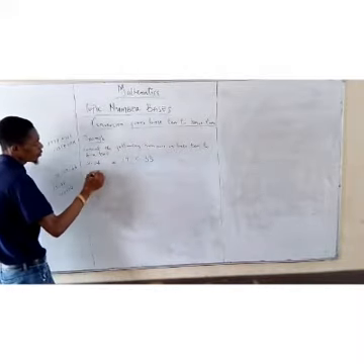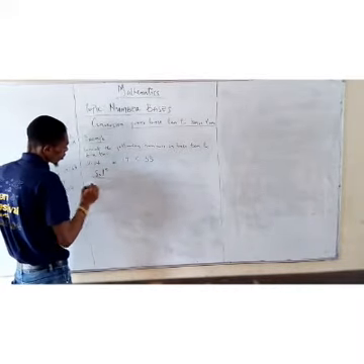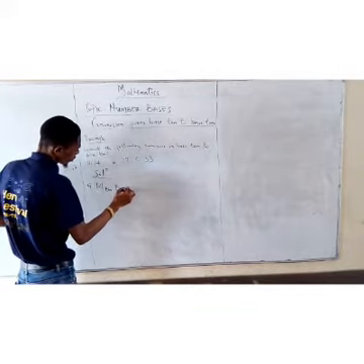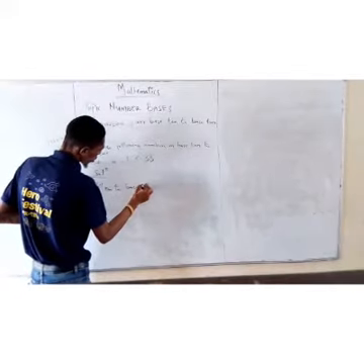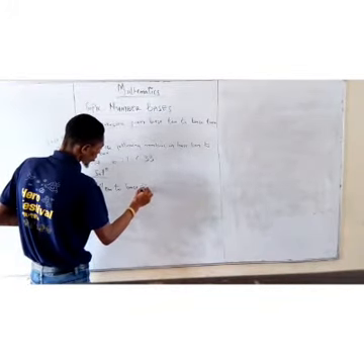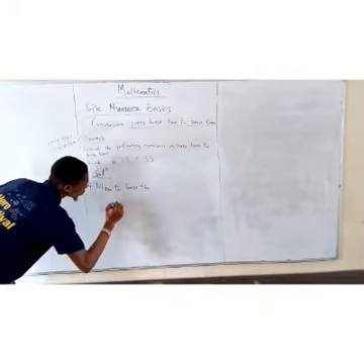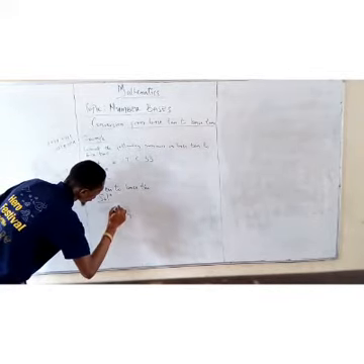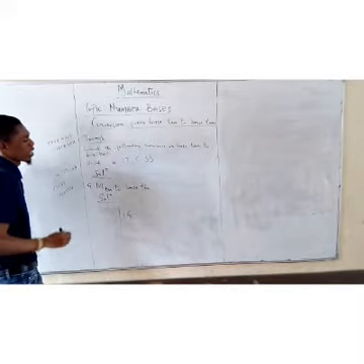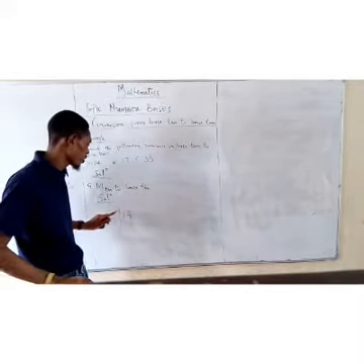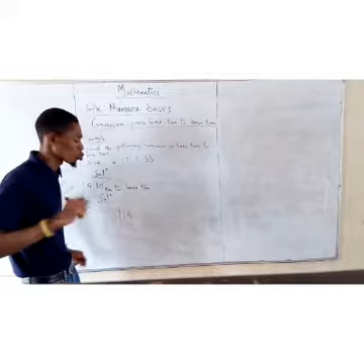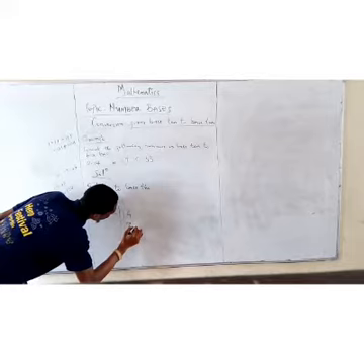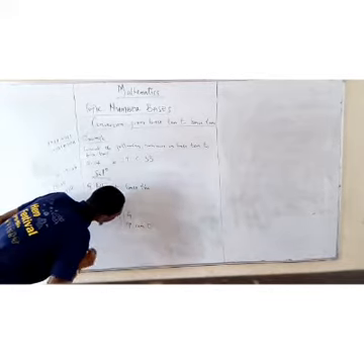The first one, I have 14. 14 base 10 to base 2. This is how to go about this. Now, put your 14 here and draw a straight line. Okay, now since we are converting to base 2, we divide all through by what? 2. So the first one is 2. 2 in 14 is 7. Is there any remainder? No, our remainder is 0.